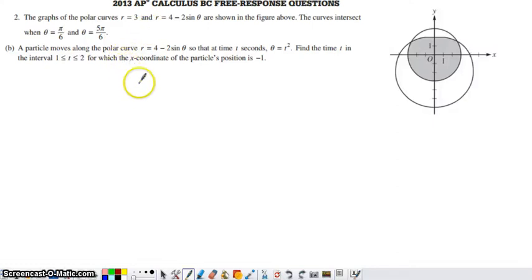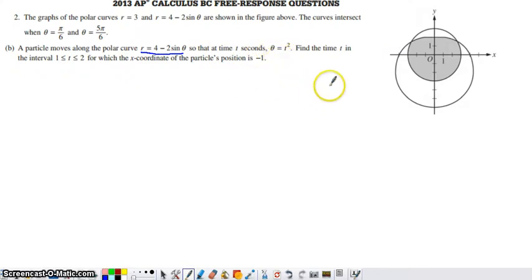So here's part B of problem number 2 from the 2013 BC exam. We've got these polar graphs. In part A, we found the area between the polar graphs that's shaded right here. In part B, what they want us to do is assume that a particle is moving along the polar graph defined by this limaçon, defined by this equation. And what we're told is that at time t seconds, theta is equivalent to t squared.